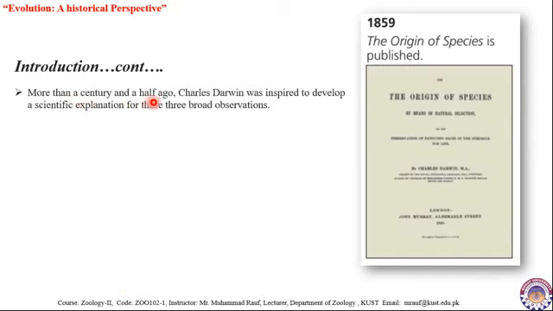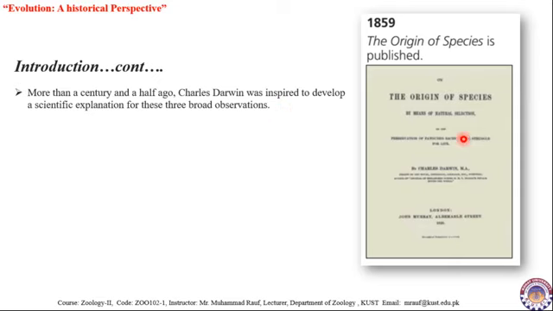More than a century and a half ago, Charles Darwin was inspired to develop a scientific explanation for these three broad observations. Charles Darwin was a very famous evolutionary biologist. He was born in 1809, and he investigated prehistoric life and the life in existence, and strove to build a relationship between organisms and how they came into existence, and what the basis is for the similarities and differences between organisms, and why organisms are so well adapted to the environment where they live.